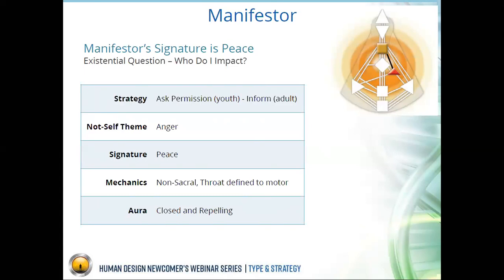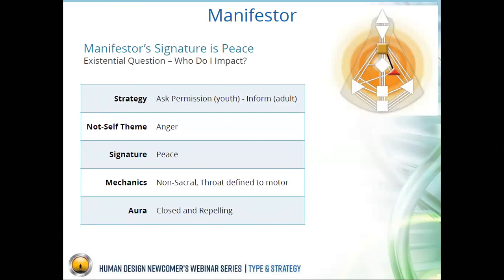Now, the mechanics, if you look at a bodygraph, what makes up a manifestor has to have an open sacral, okay, and a motor defined to the throat, and it can be any one of the 4 motors, and that will give you a manifestor type. And like I said before, the aura is closed and repelling. So this is what gives us our impact, is the aura. And really what that means, you guys, is that it's pushing outward or back, okay? It pushes. Manifestors are always impacting with their aura, and it's what gives us our impact.